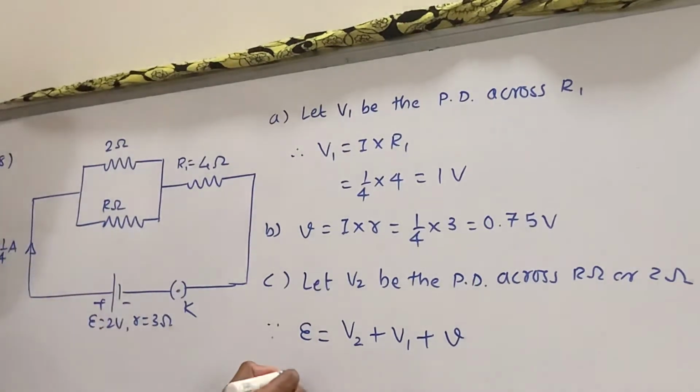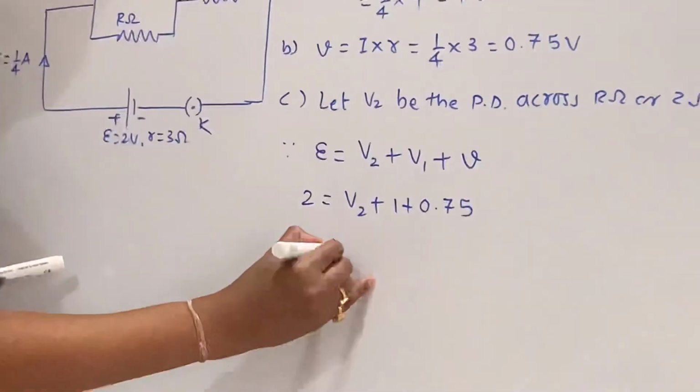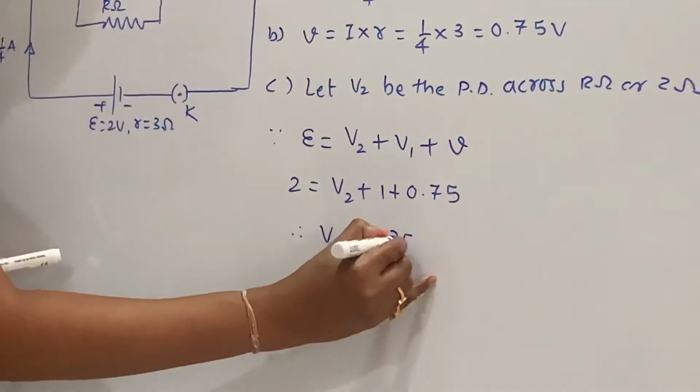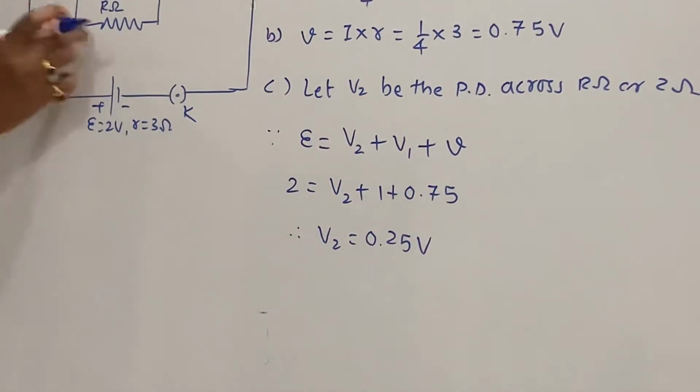So this is given as 2 volt. This is V2, which is not known. This is 1 plus 0.75. So your V2 comes up to be 0.25 volt. How much will it be? 0.25. Now they want the resistance value.